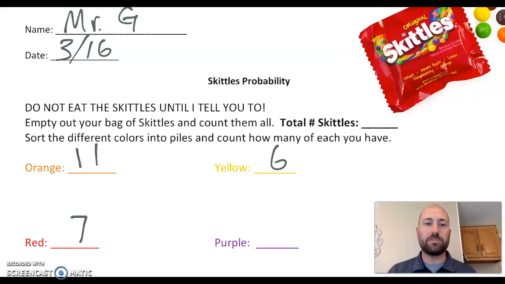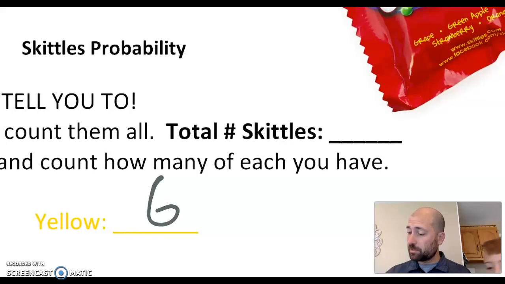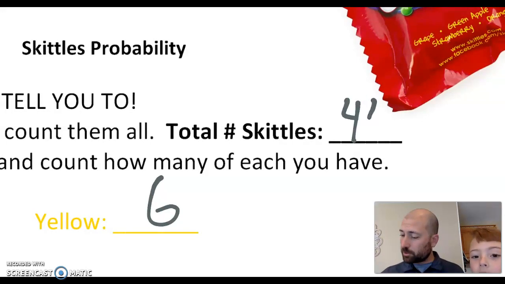You can see I already started to fill out some of the numbers. So here we go. Independent and dependent probability: independent events do not affect each other. Dependent events do affect each other. How many total Skittles are there, Jansen? We have 44. Okay, now we're going to go through.